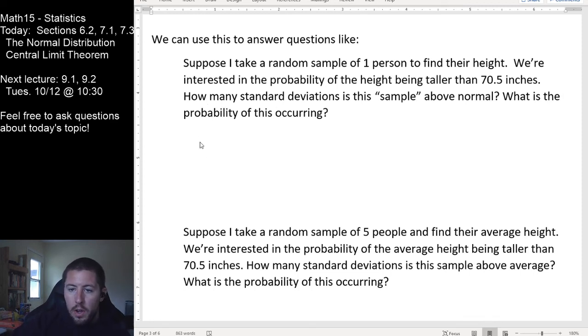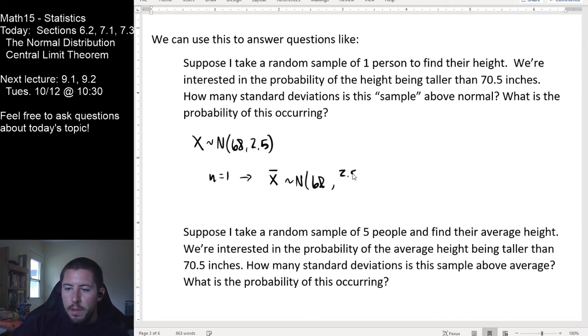Well, I now know that x is distributed normally, with mean 68 and standard deviation 2.5. With n equals 1, I can say that my average, and notice I'm doing a bunch of trivial work here because the average of one person is just the one person, but I do want to show you that this will work out to be the exact same. This should be our standard deviation of the individual divided by the square root of the sample size. Well, the square root of 1 is just 1. So that was trivial, right?